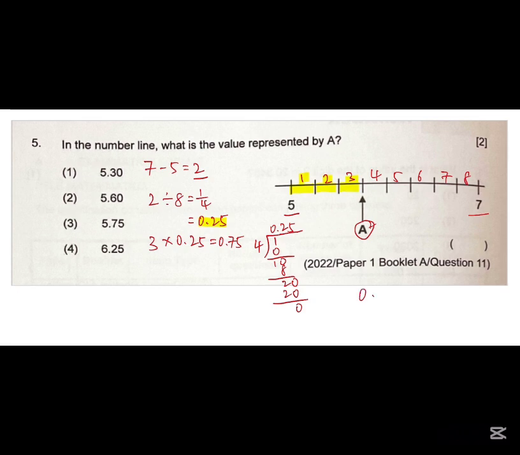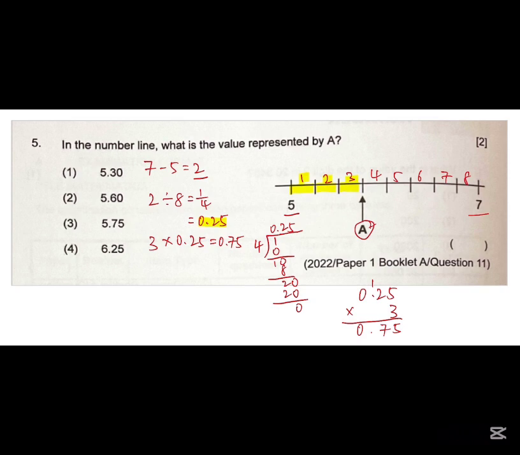0.25 times 3. 3 times 5 is 15, right? So carry over 1. 3 times 2, 6. Plus 1 is 7. Then add the decimal point. 3 times 0 will give me 0. That's how I get 0.75.